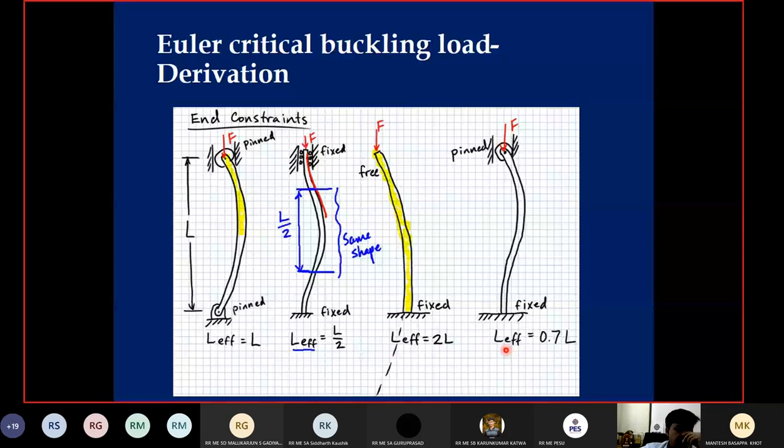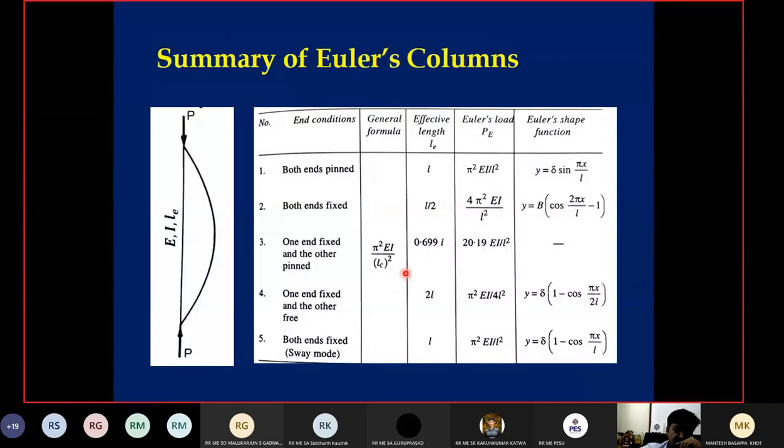So you have various end constraints, and as I said, in Euler's equation, you have the equation pi square EI by L square. So you know the L is a very, very sensitive parameter, and the end condition is going to change the sensitivity of the whole system itself. So the boundary conditions are very, very important.